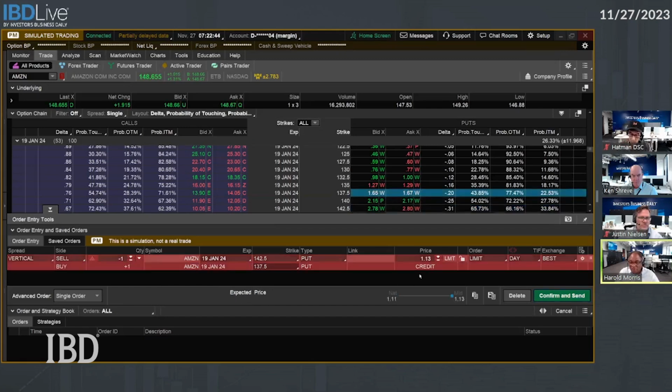So that's going to give us a credit of 1.13. So the credit has dropped, so I'm going to raise that up to the numbers that I've got. Based on the numbers I want to see, what I've been looking for, $1.24 is our credit. So let's take a look at the numbers here. I'm going to click on confirm and send.